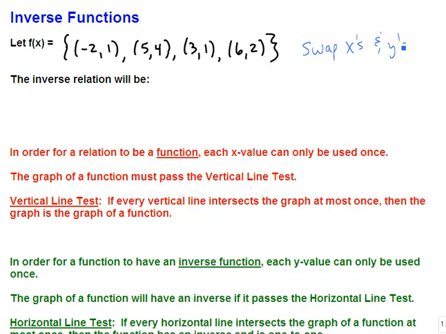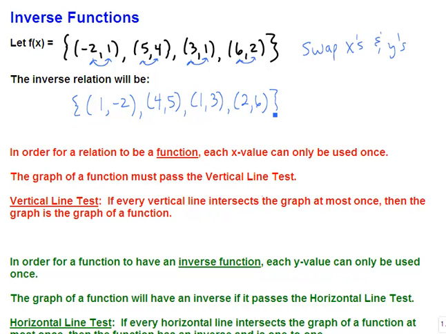They undo each other. So the inverse relation would look like the set (1, -2). I just swapped these x's and y's. In the next ordered pair, when I swap, this will become (4, 5). The next ordered pair when I swap gives me (1, 3). And the next ordered pair gives me (2, 6). So the basic idea of an inverse function is that it's going to swap your x's and y's.